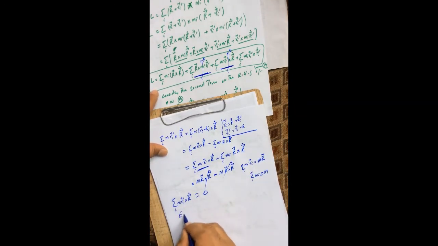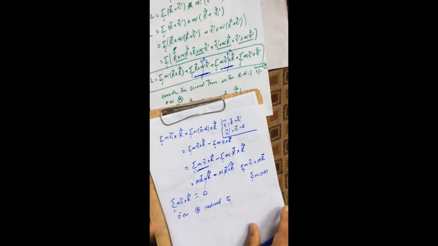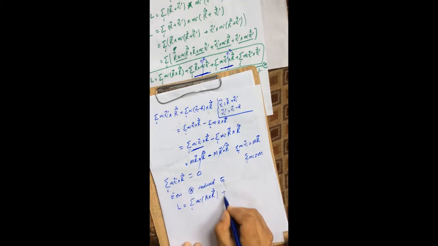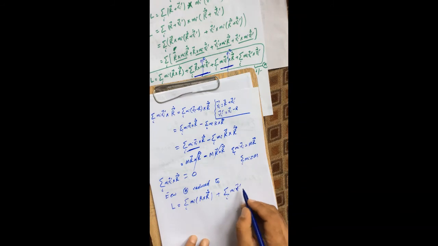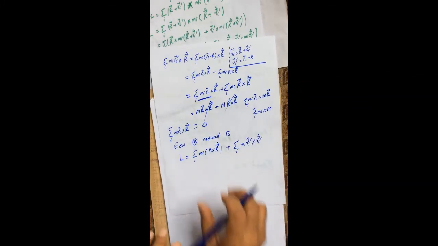Now using this value, equation A will reduce to L, which is equal to sum over i of mi R cross R dot, and then we have plus sum over i of mi Ri prime cross Ri prime dot. This is equation A now, which is reduced to this form.